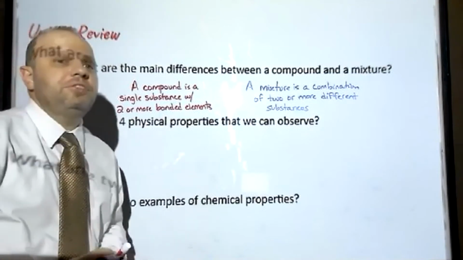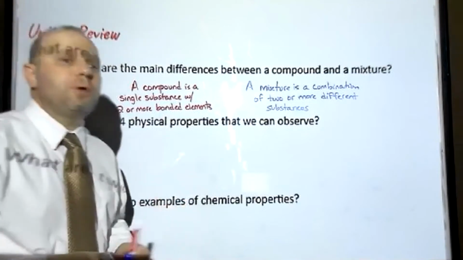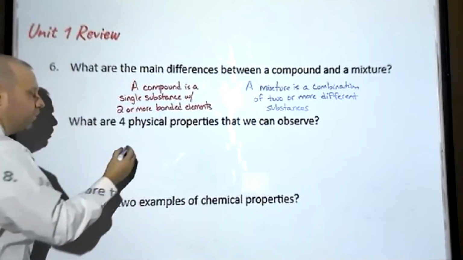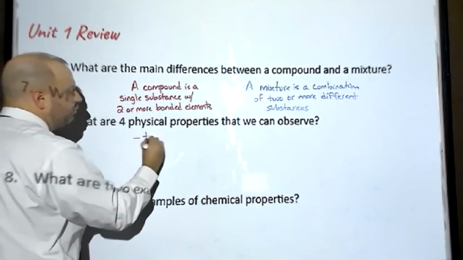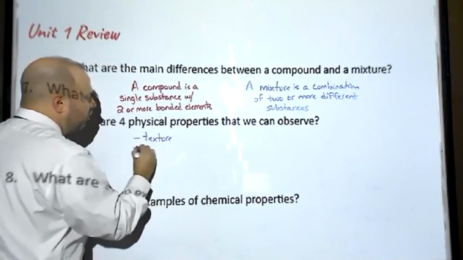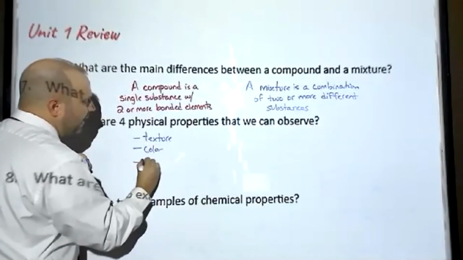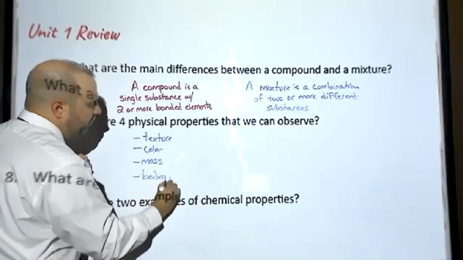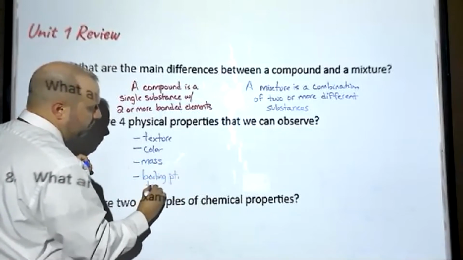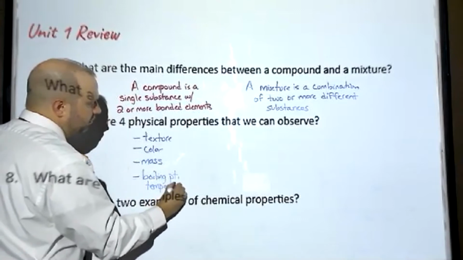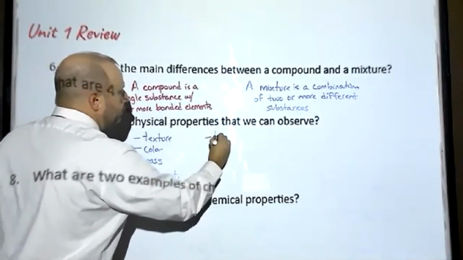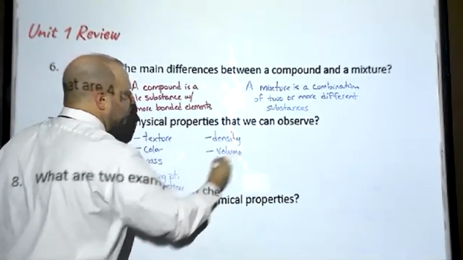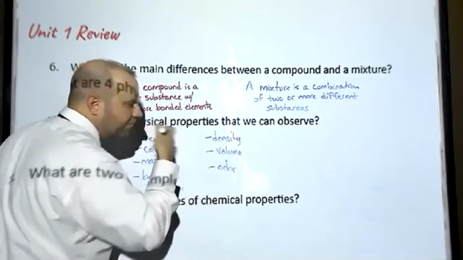Okay, so question 7 says, what are 4 physical properties that we can observe? So physical properties are things that we can see for the most part. So we can write texture, color, mass, boiling point or melting point, temperature. Let's see, density, volume, odor, like what something smells like.